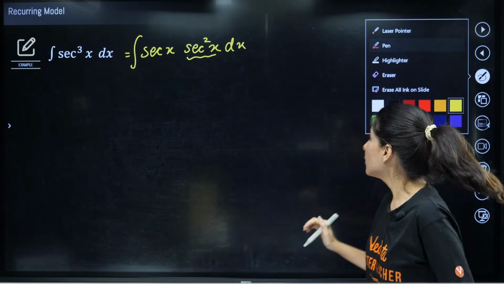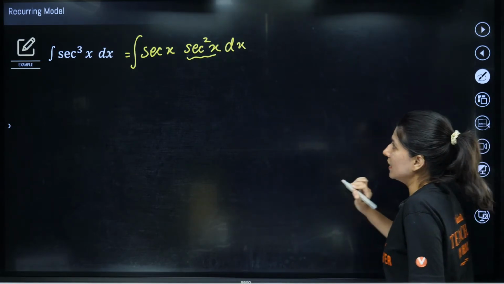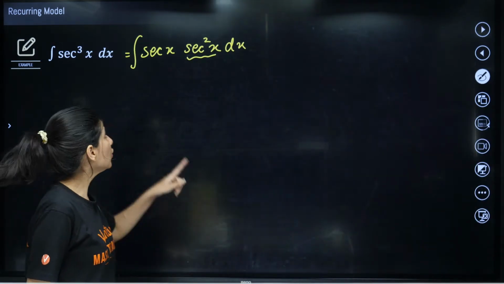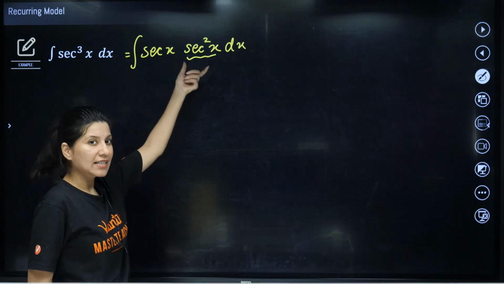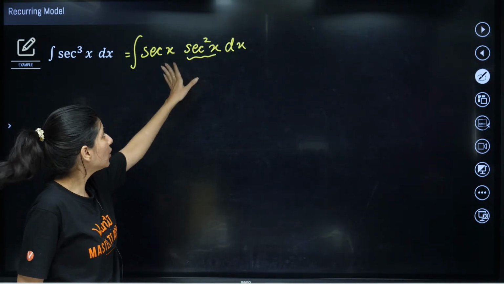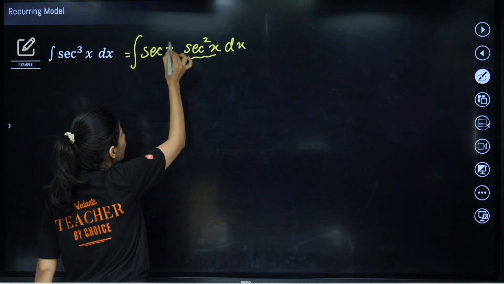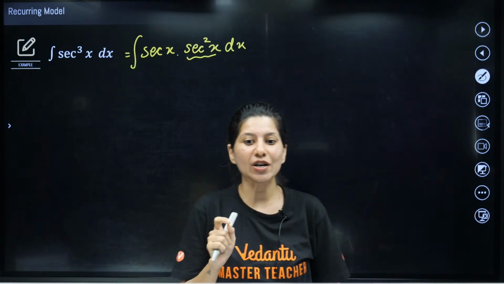Okay. Chalo, let's talk about this problem. Recurring model, sec cube x, right? Sec x, sec square x. So now we are going to apply by parts over here.